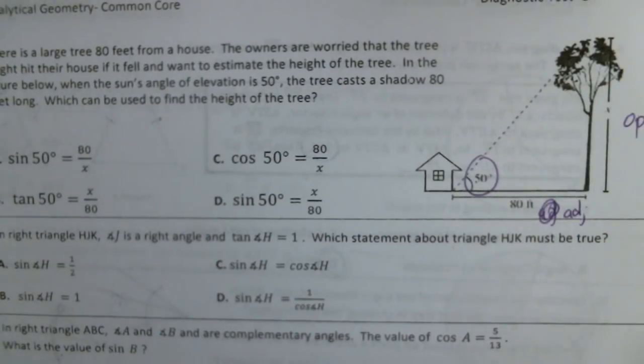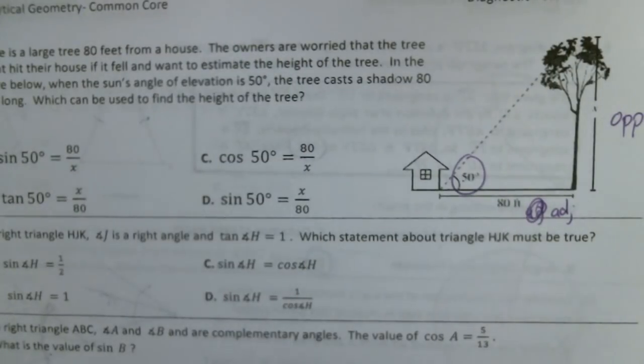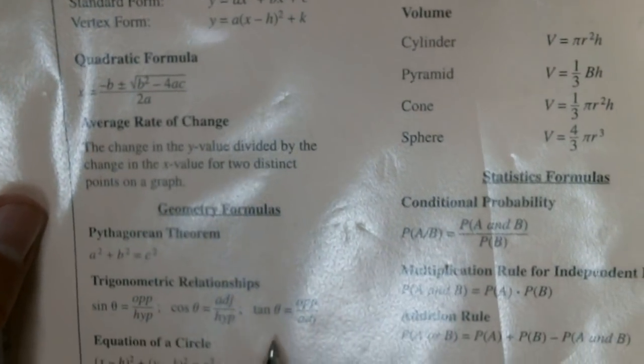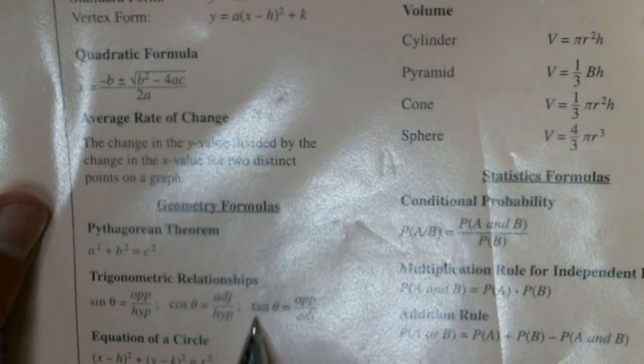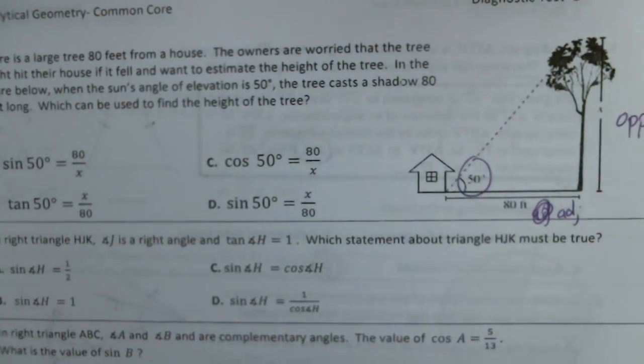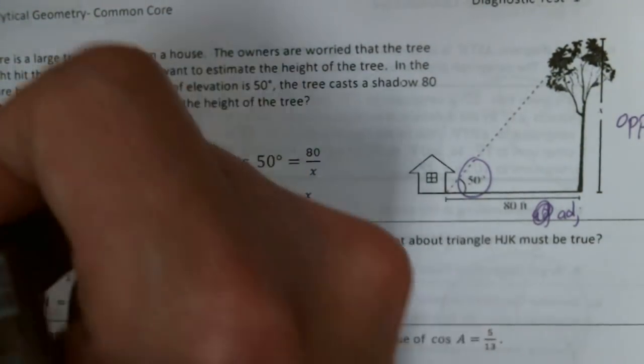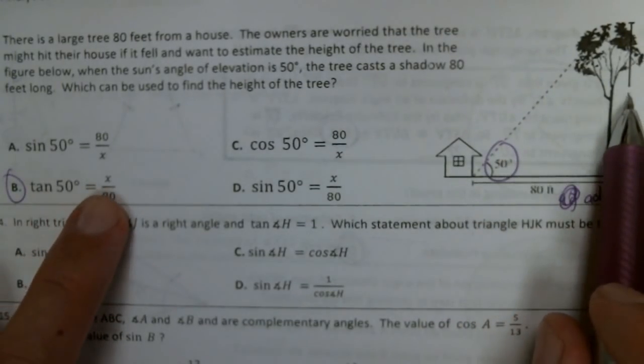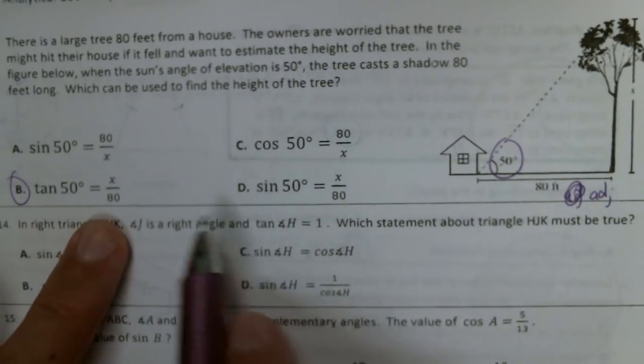Okay, so look back at your formula sheet, and which one has opposite and adjacent in it? Opposite and adjacent, that's your tangent. Tangent is defined as opposite over adjacent. So I would need to use this one. The tangent of 50 degrees is equal to opposite over adjacent. This is the correct answer.